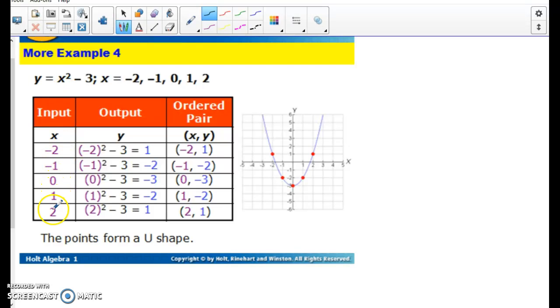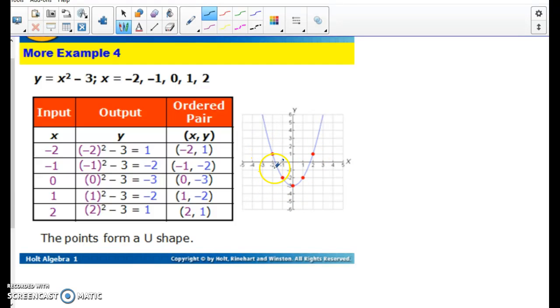Okay, so let's say I put in 2 here. So I have x squared minus 3. Okay, so if I put in a 2, 2 times 2 is 4, or 2 to the second power is 4. 4 minus 3 is 1. So I put in a 2, got out a 1. I'm going to put a dot at 2, 1. And you'll see if I have an x squared in my problem, it always makes this U shape, and we call this in math a parabola.